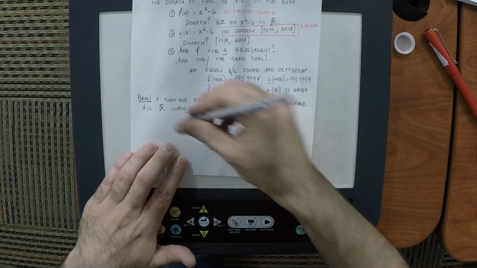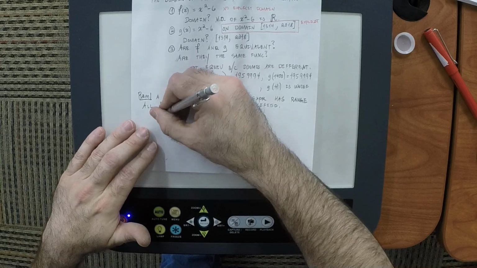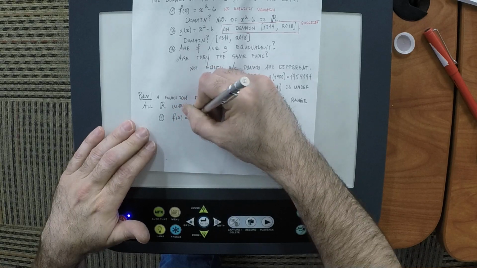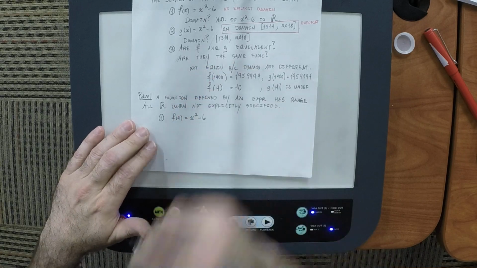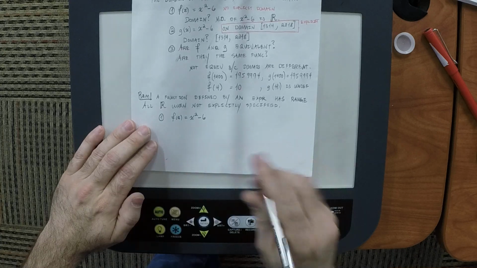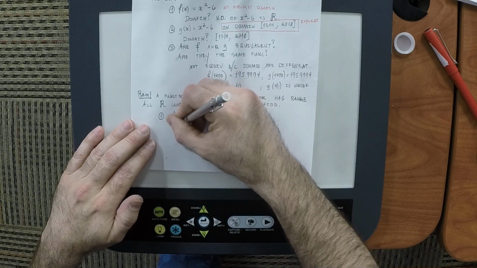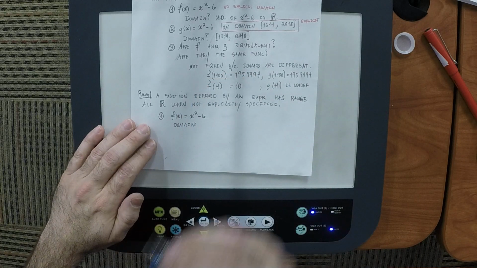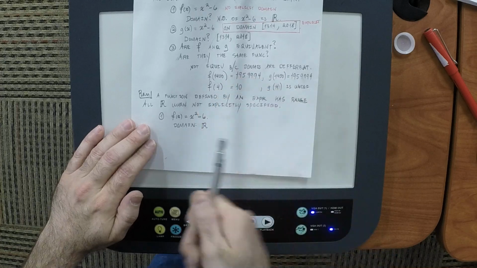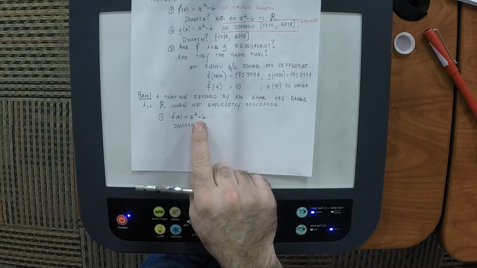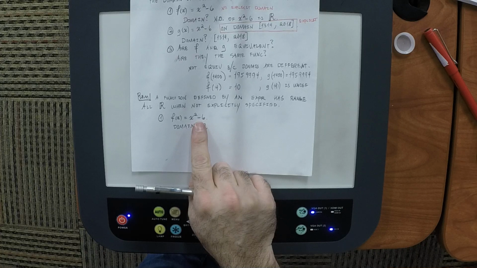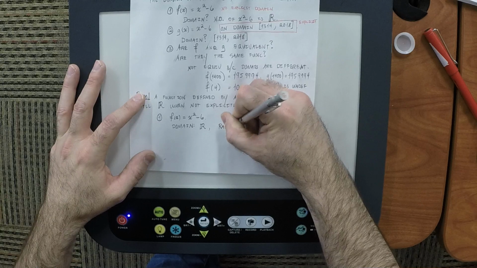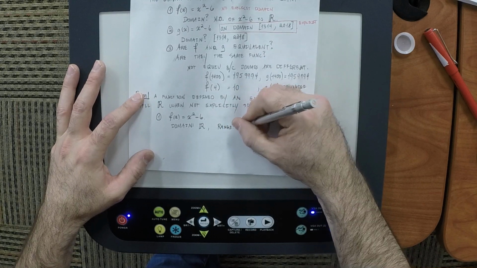Okay, so for example, I could say this function f of x is x squared minus 6. Well, and that's all that I say. Then I could ask, well, what's its domain? All reals. It's all reals because there's nothing that you couldn't plug into that expression. What's its range? All reals.